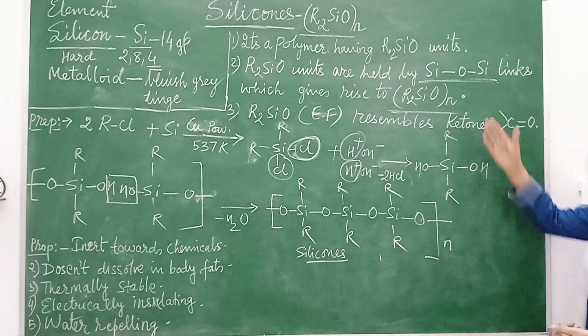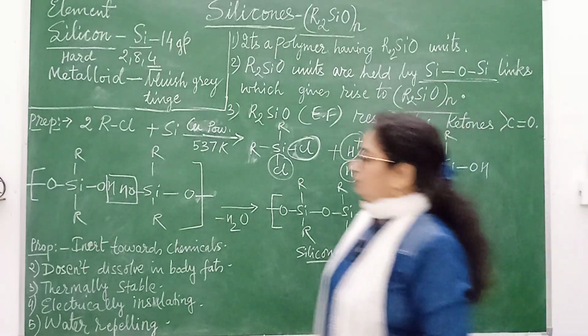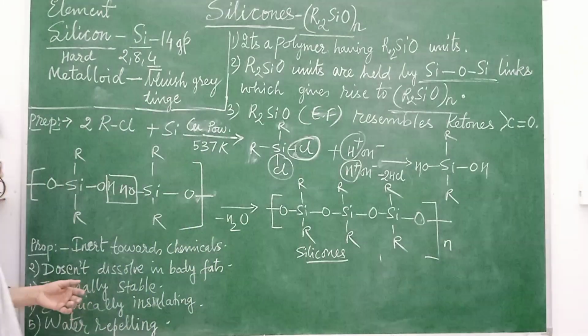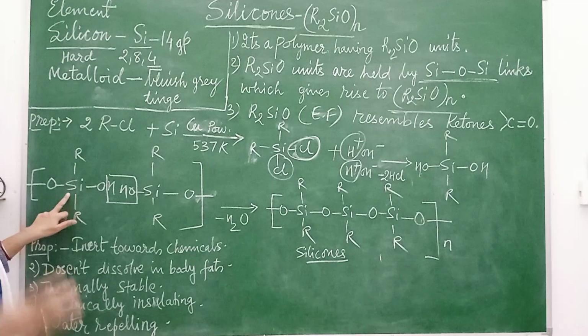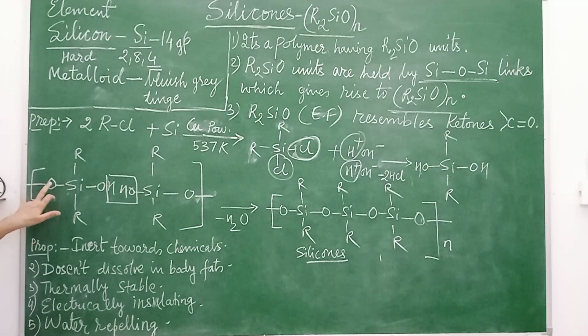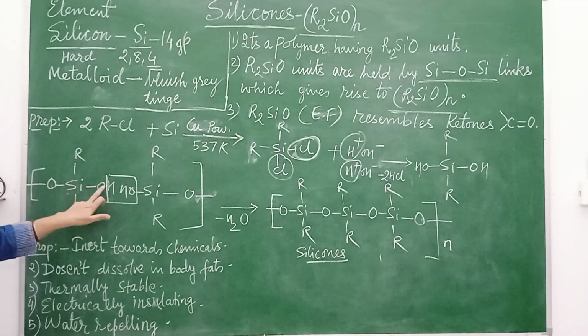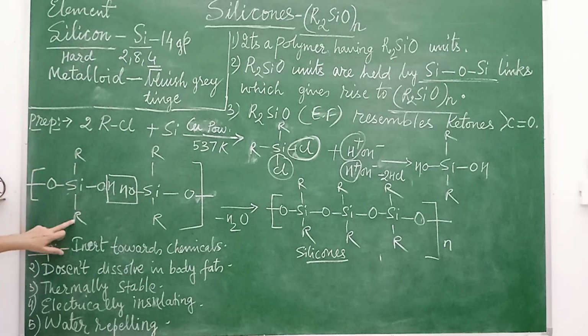Now let's see how this polymer is formed. Now here you can see this point. Silicon, we know valency is 4. It is satisfied by O. 2 valencies are satisfied by oxygen and 2 are satisfied by R.